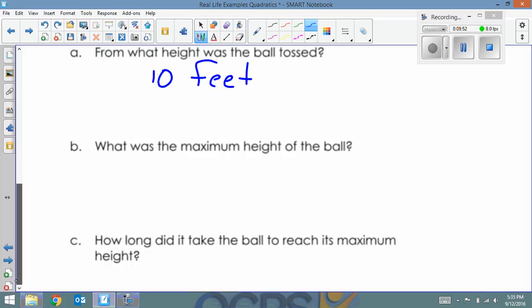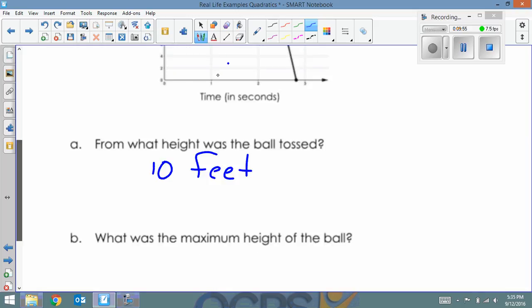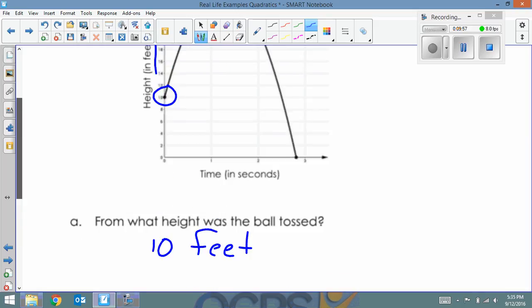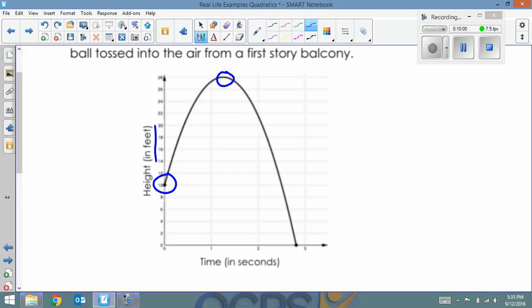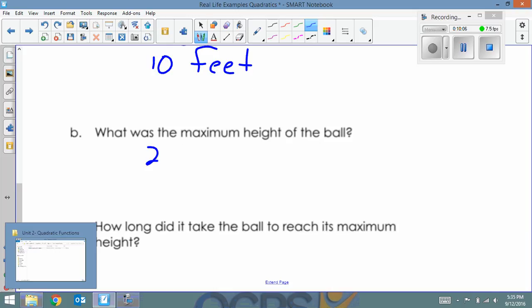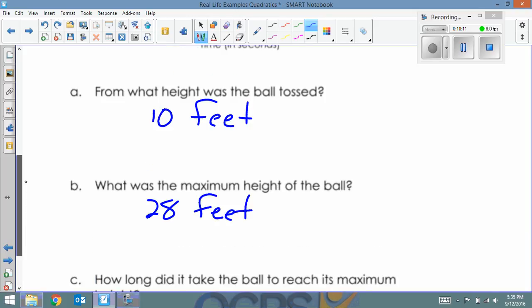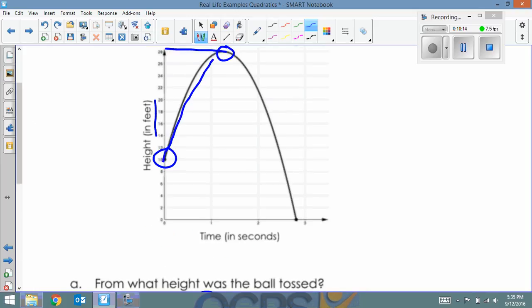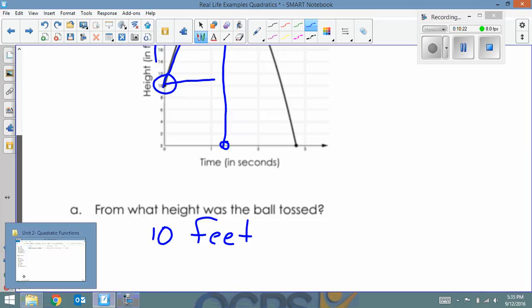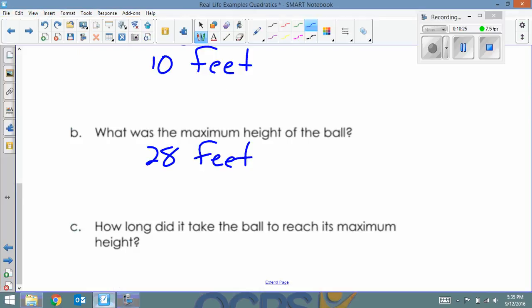And then it says what was the maximum height of the ball? So we look again at the height of that ball. And we look to see where that arc is being formed, and it's right there. The height of that would be 28 feet. And it says, how long did it take the ball to reach its maximum height? So if you look from here to there, looking at our x-axis, you can see it's about 1 1/4. So we're going to say it took it about 1.25 seconds.